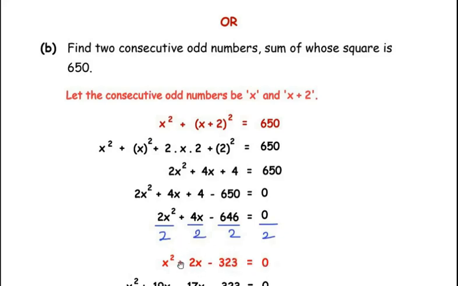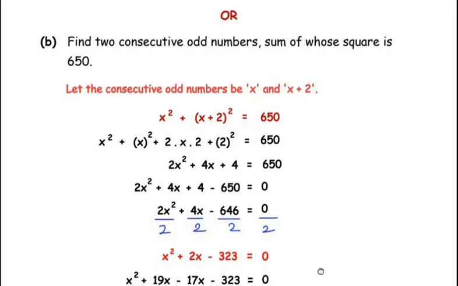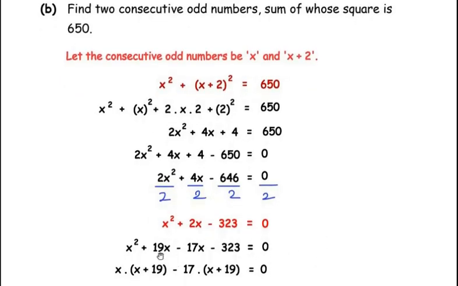Now we have to factorize this equation in such a way that when we multiply the factors, we get minus 323, and when we add the factors, we get positive 2. So here the two factors are going to be positive 19 and negative 17, because when you multiply these two factors, you get minus 323, and when you add them together, you get positive 2. So we have written this equation in terms of its factors, that is x square plus 19x minus 17x minus 323 equal to 0.